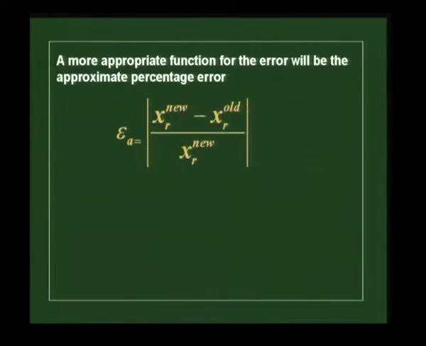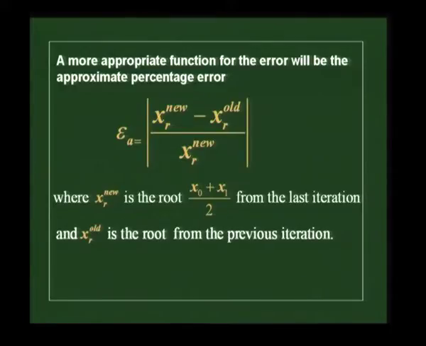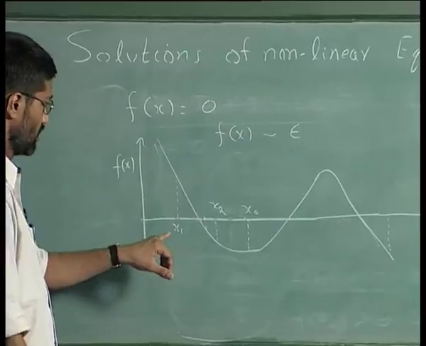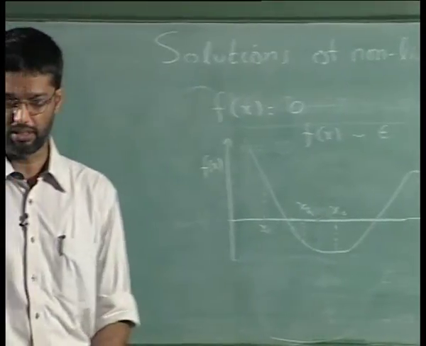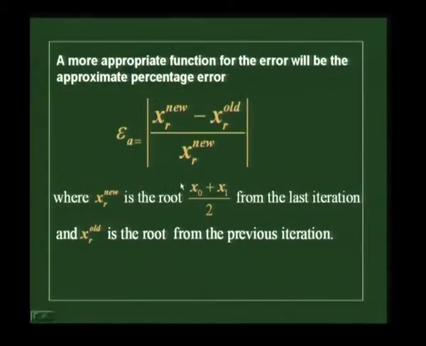So the best approach would be to look at what we get in each step. That is, you find a new x value as your root, and we compare it with the old value and take the ratio of these two. Okay, so that's a better approach.